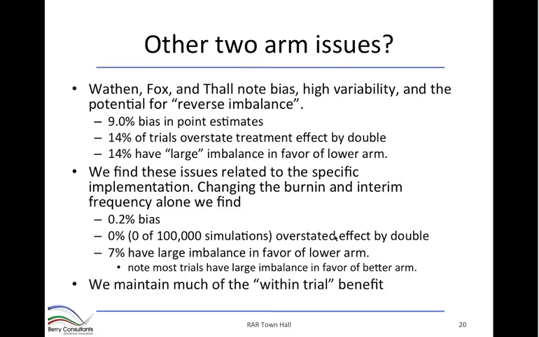The 14% of trials that overstated the treatment effect by double, we ran 100,000 simulations, it never happened the entire time. And finally, the 14%, the large imbalance, that does occur, but now you've got 7% in favor of the lower arm, and there was a very high percentage in favor of the better arm. So you still have this, but it is reduced. And at the same time, we do maintain much of the within-trial benefit.